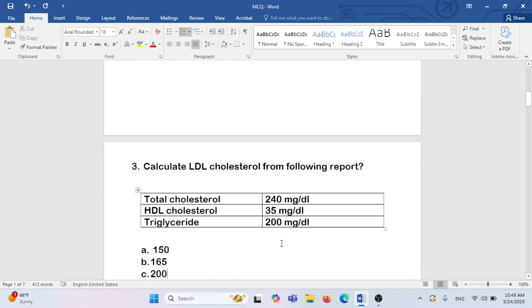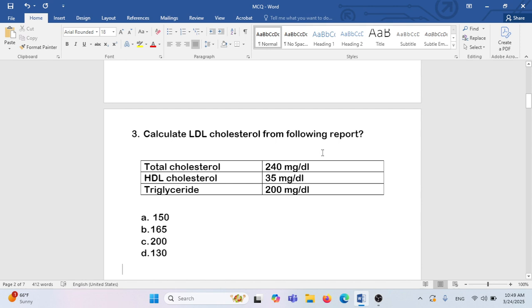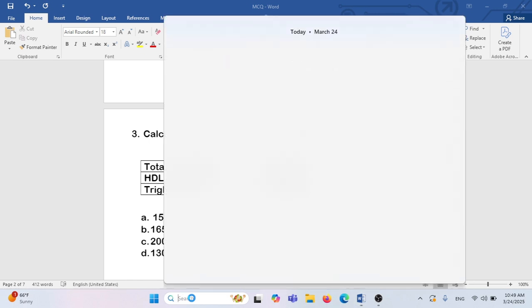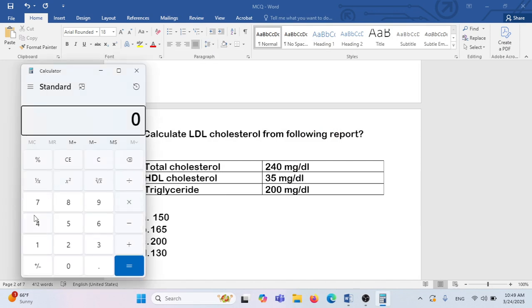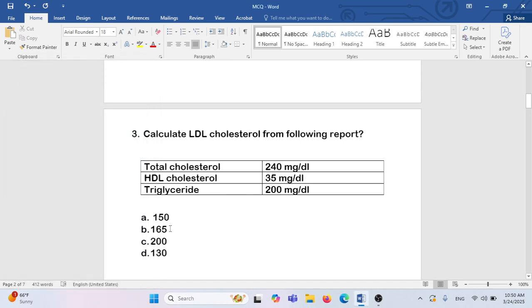Another question, calculate LDL from following report. Total cholesterol, HDL cholesterol and TG is here, and we can calculate it by Friedewald equation. In Friedewald equation we have formula total cholesterol 240 minus HDL 35 minus TG by 5, that means 200 divided by 5, that is 40. So 165 is the answer. So let's highlight it.